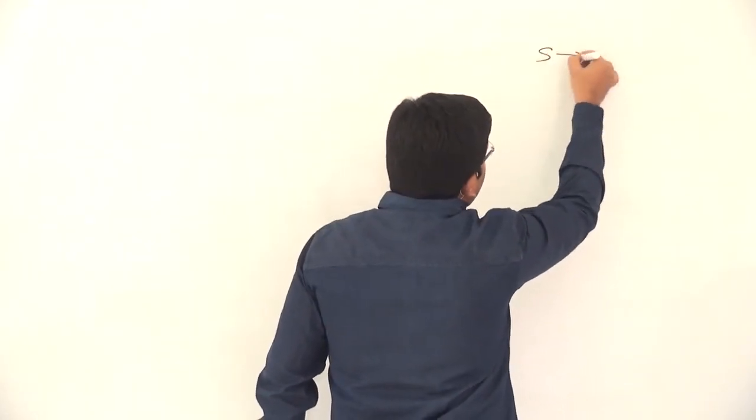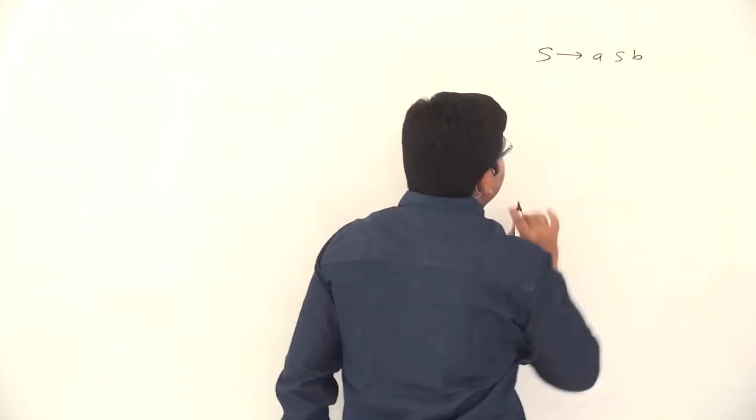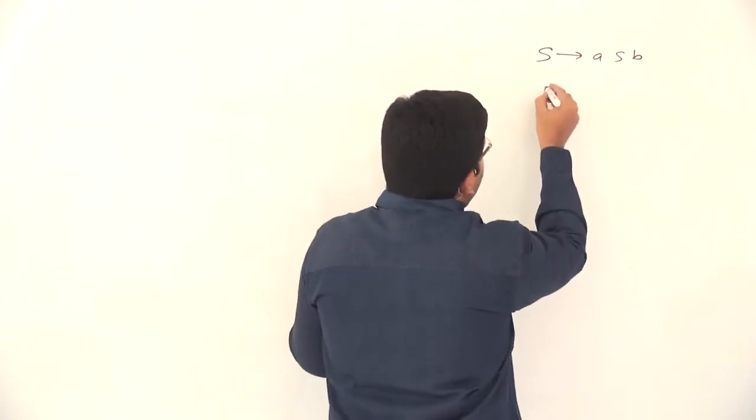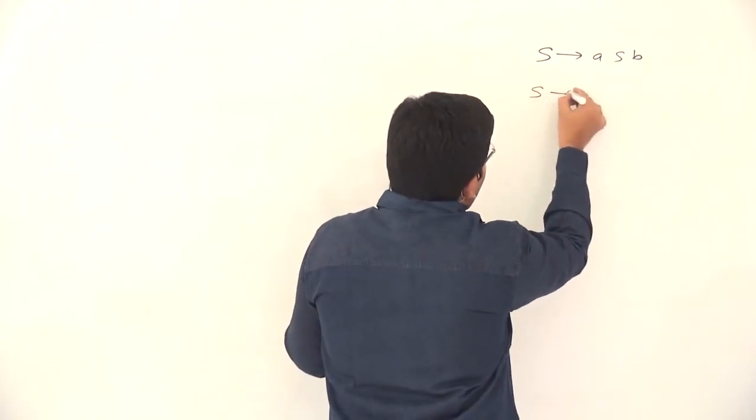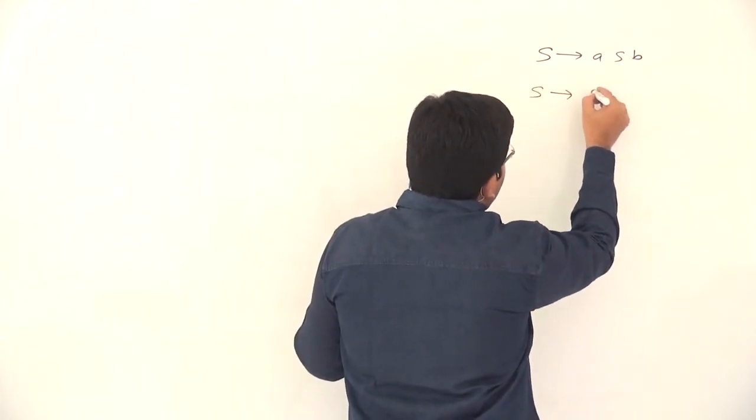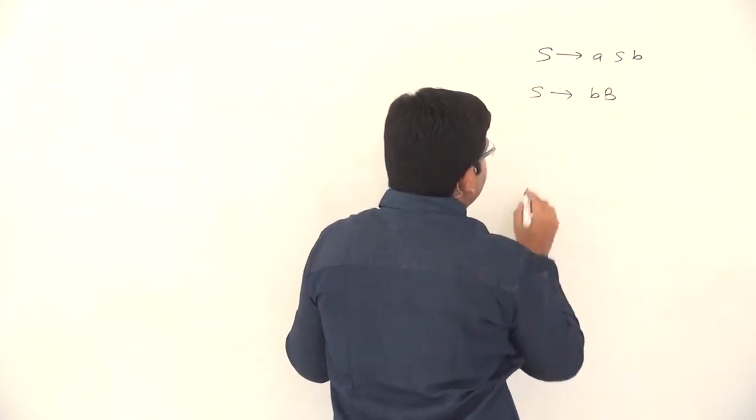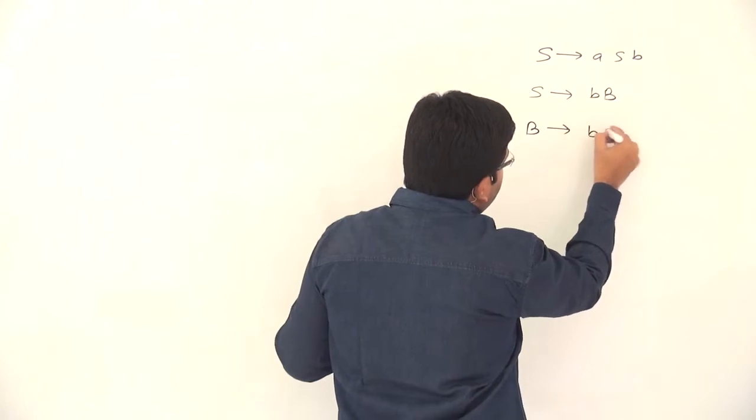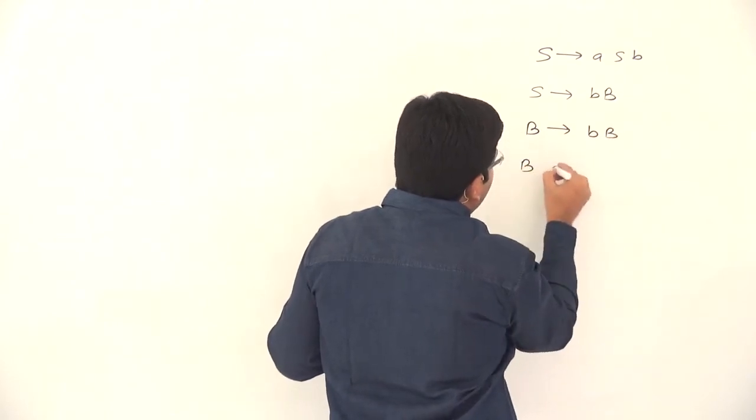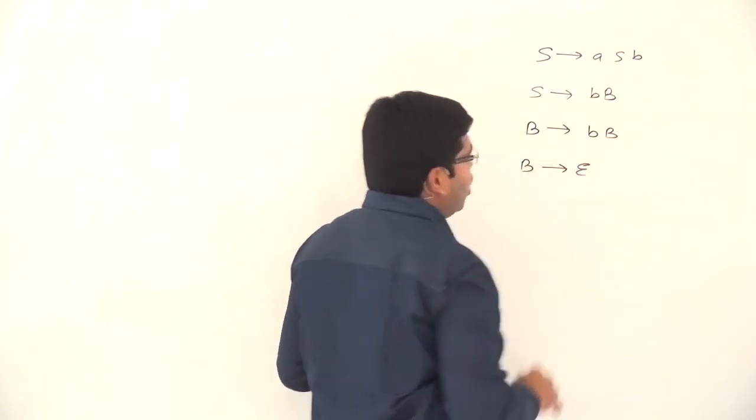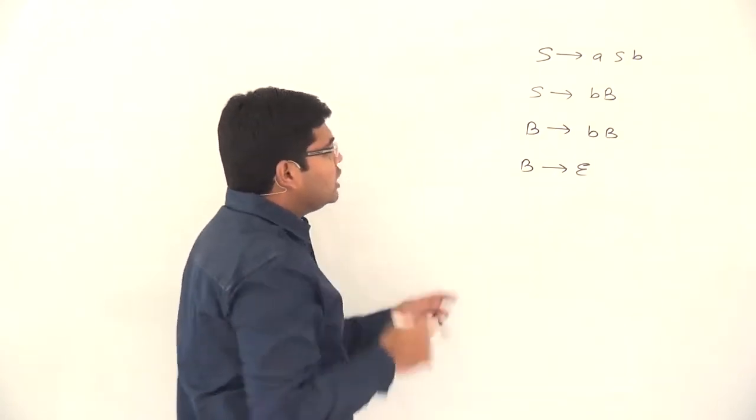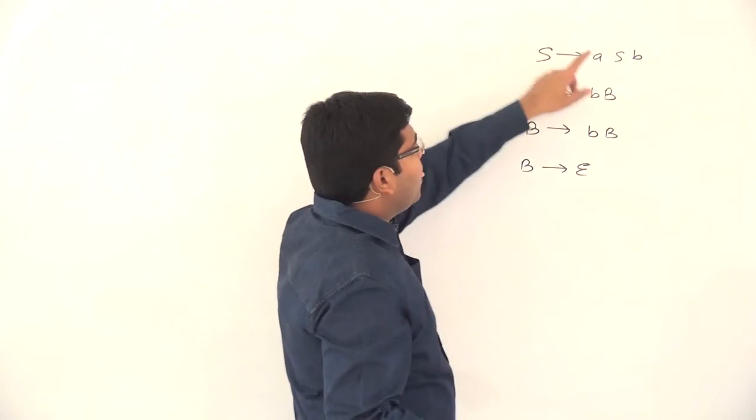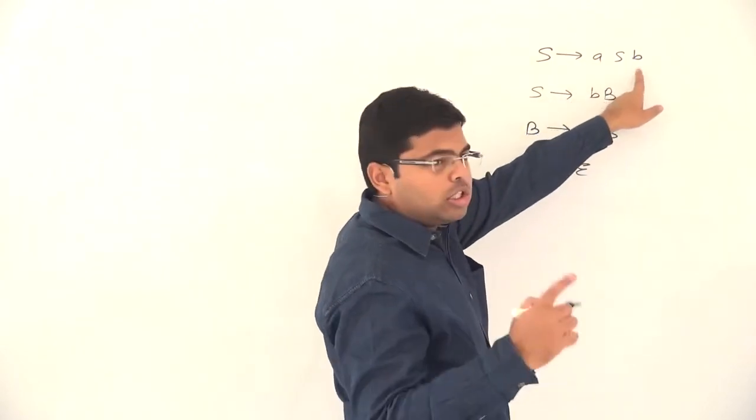So let's start. We have already seen these grammars. Say S produces aSb. This will produce an equal number of a and b on both sides. Then S produces, say, B, capital B. Then B produces bB, or B produces epsilon. Fine. Now what will this grammar do? First of all, this S production, when you apply it recursively, will produce an equal number of a and b on both sides.